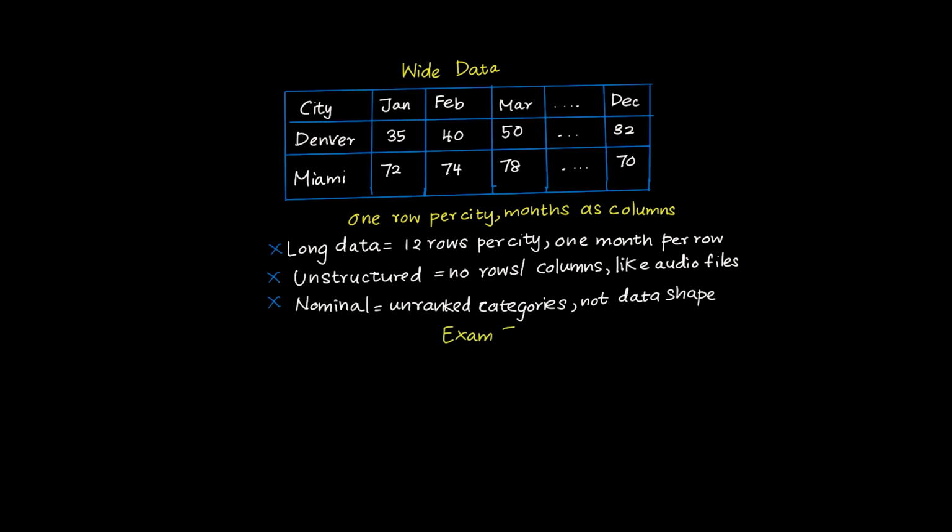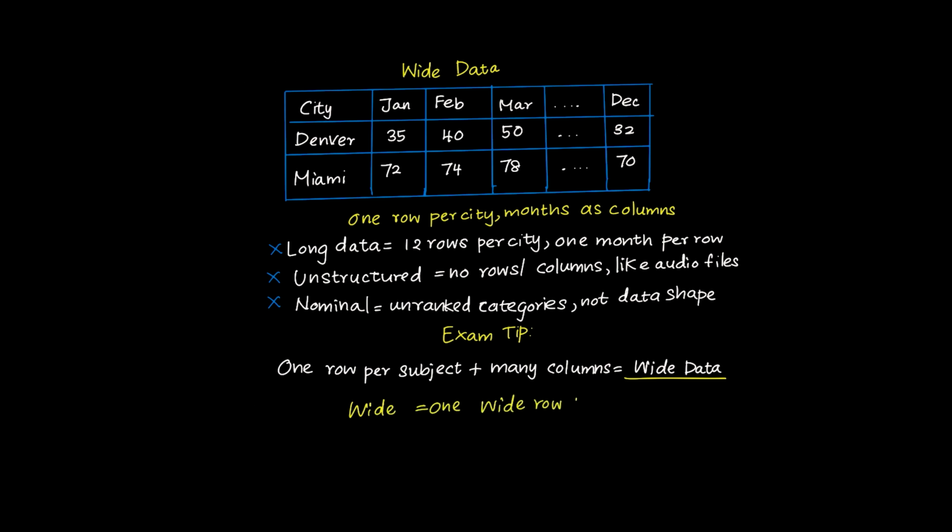Here's a WGU D467 exam tip for you. One row per subject with multiple columns for different attributes: wide data. Multiple rows per subject with one observation per row: long data. Quick recall hook, wide equals one wide row per subject.